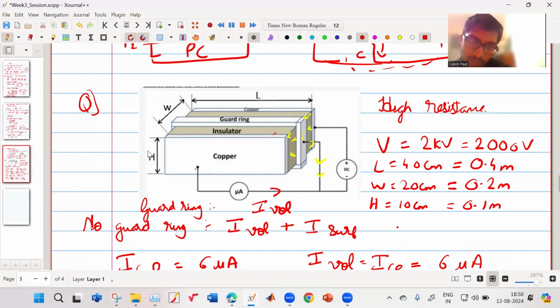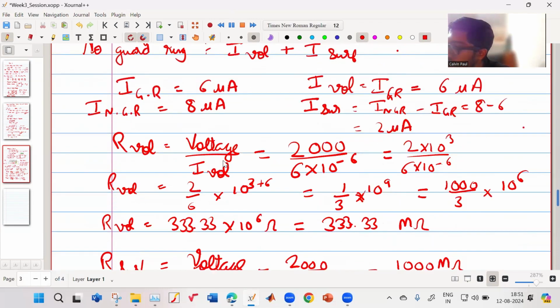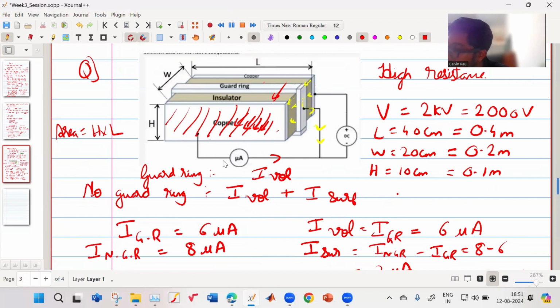The volume is what, like, what is the area in which the current is flowing? The volumetric current is flowing like this. It is the one which is flowing inside this cross-sectional area. That cross-sectional area is your height into your length. So in this cross-sectional area, your volumetric current is flowing. So that is height into length.